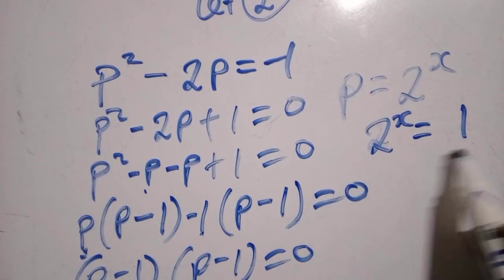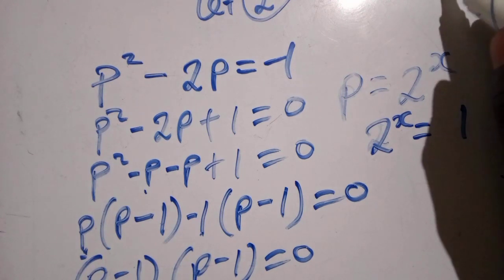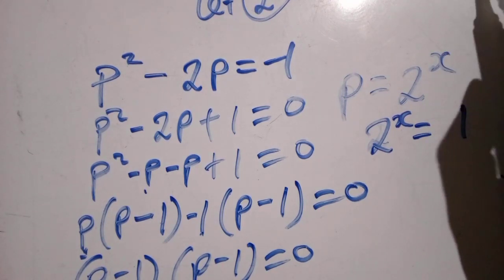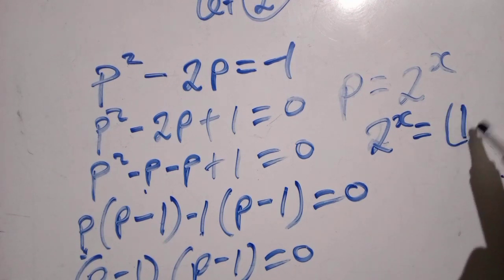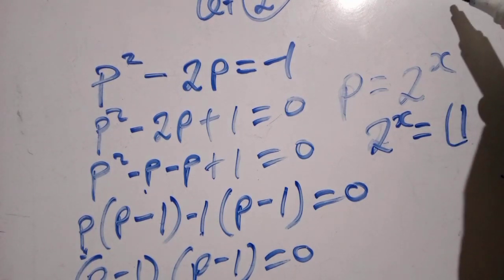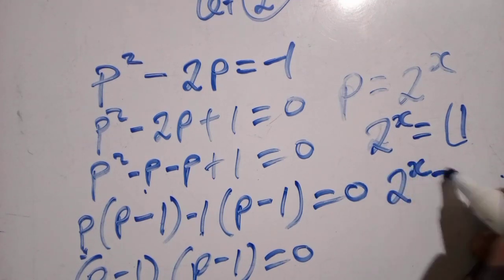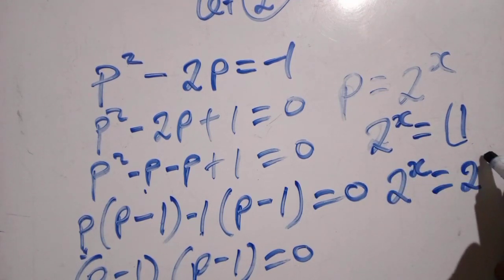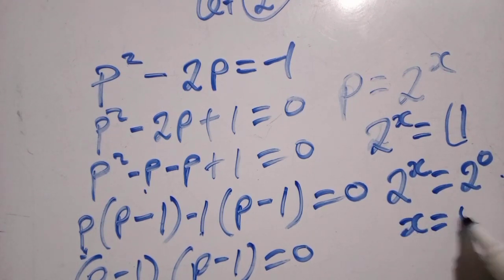So if you can see here, there's a rule which says 2 power 0 is equals to 1. So we have to take this into 2 to the power 0, in which it will be 2 power x equals 2 power 0. Then x will be 0. So this is our answer for this question here.